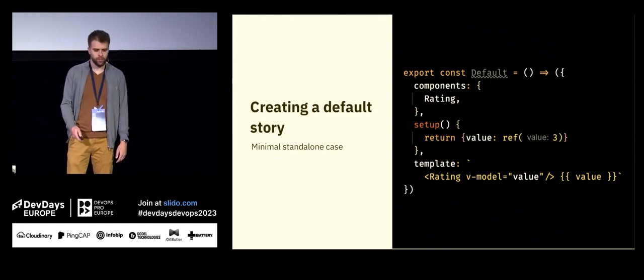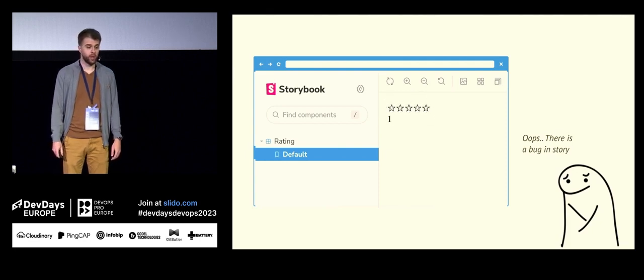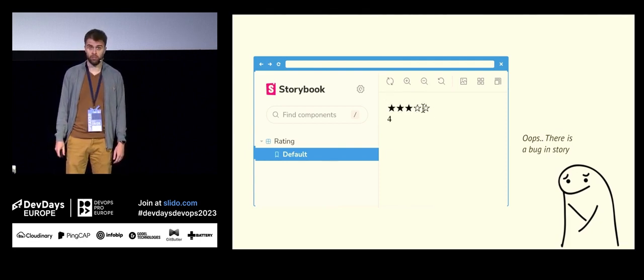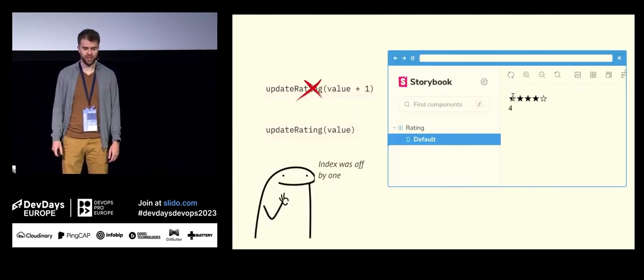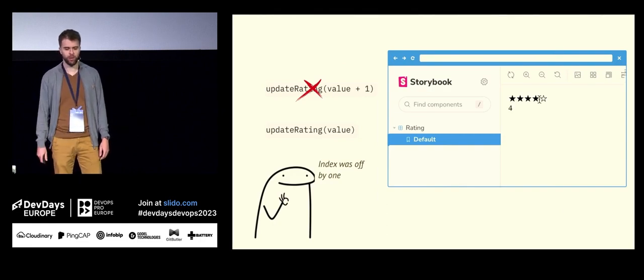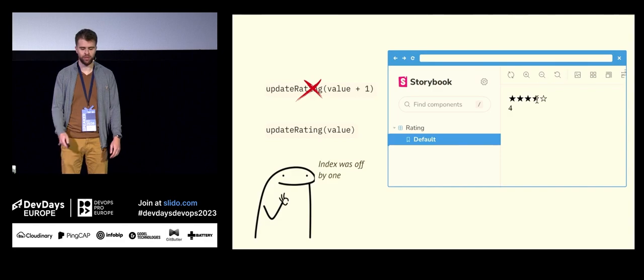So it works. We can change the rating, but there is a bug here. Maybe you can notice it. Okay, so the bug is that the index was off by 1. So we can fix it quickly, and we have no bugs. We have a functioning component.